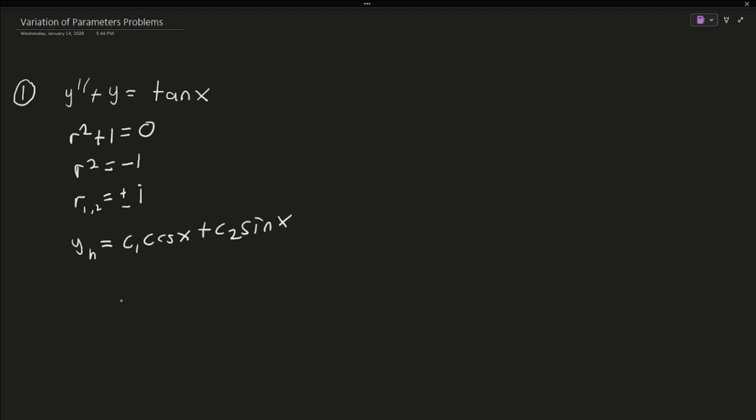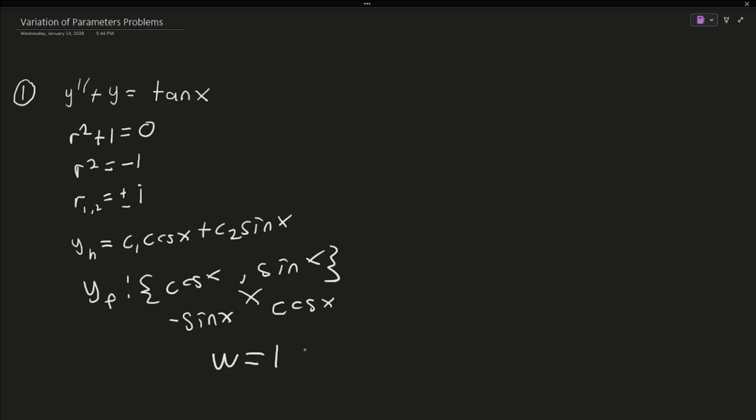Now that we have our homogeneous solution, I would like to get the fundamental set of solutions, and that's going to be cosine x, sine x. Let's go ahead and find our Wronskian. We will have a negative sine x here and a cosine x here. If we cross multiply, we're going to get cosine squared x minus sine squared x. So the Wronskian ends up being 1.